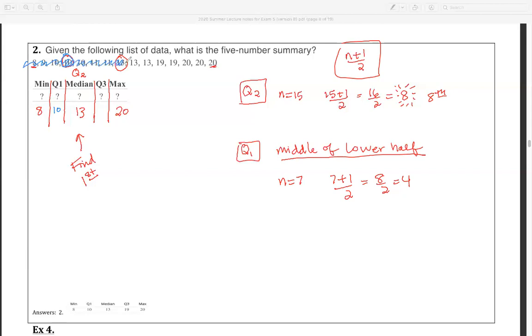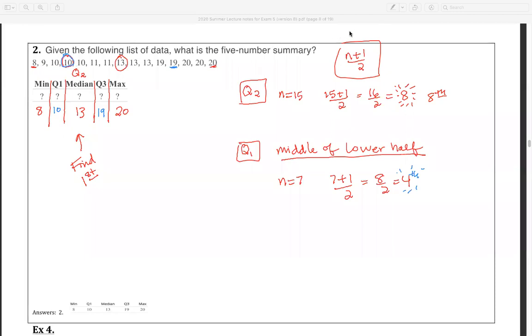Pretend it's just not there. You just have the upper half data values and pretend that's all you have. What's the middle of that? Well, you're still going to have 7 numbers, because you have 7 numbers above, 7 numbers below. 1, 2, 3, 4, 5, 6, 7. So you're going to find the 4th position. These are positions: 1, 2, 3, 4. So 19 is Q3. That is because there's 3 numbers below it, 3 numbers above it.